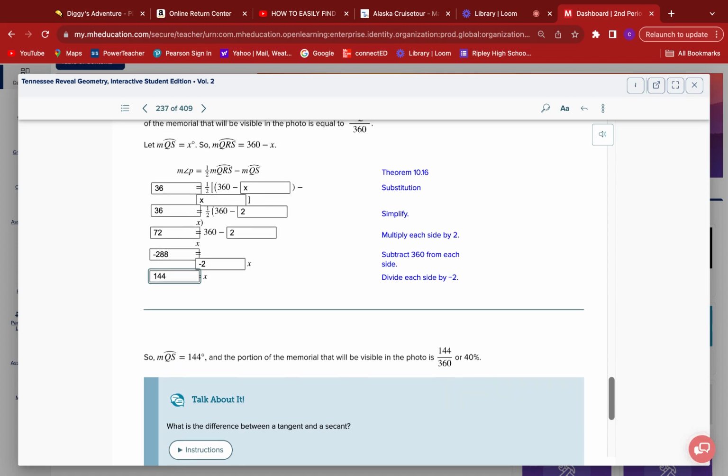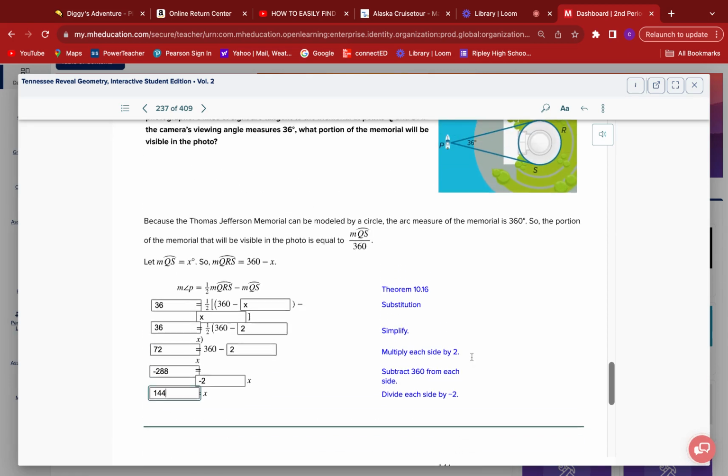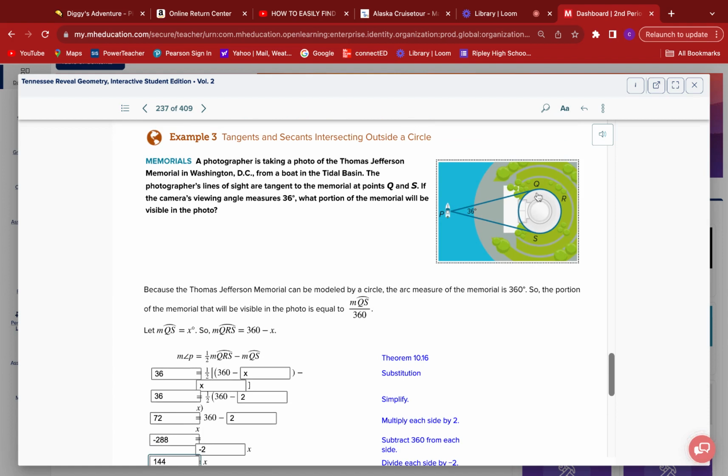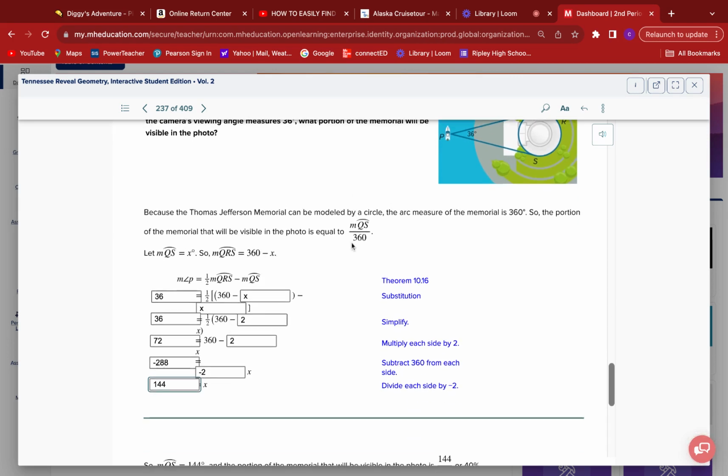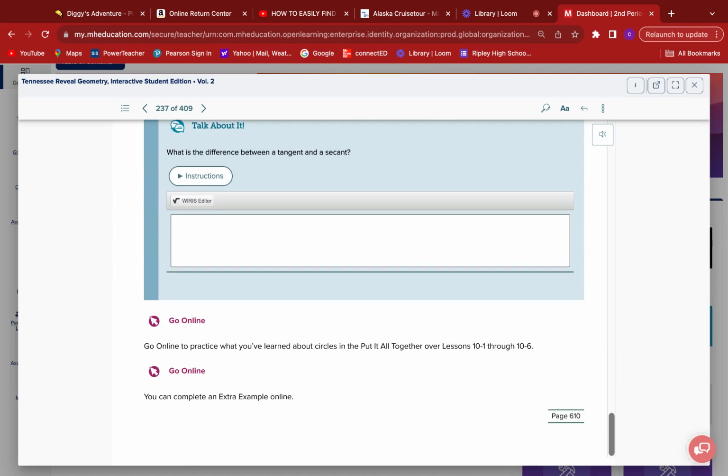Okay, so now they want the portion that's visible. So you take 144 divided by 360. That gives you 40% of it, because really you're just getting the front of the memorial. You're not getting the back of the memorial. So that's why it's only about 40% inside the photo. The other 60% is in the back, and you can't see it when you're taking the photo from a boat. Not like having a drone where you can come up and see the whole top of it because you're taking an aerial picture.